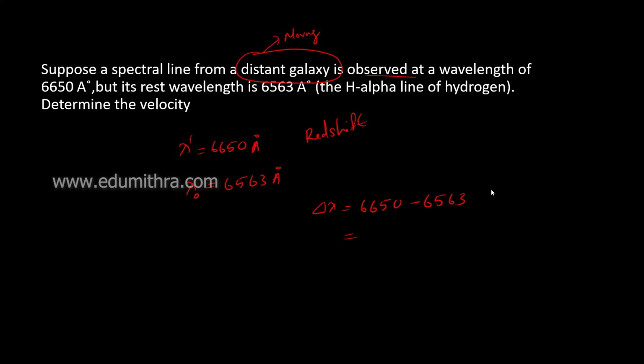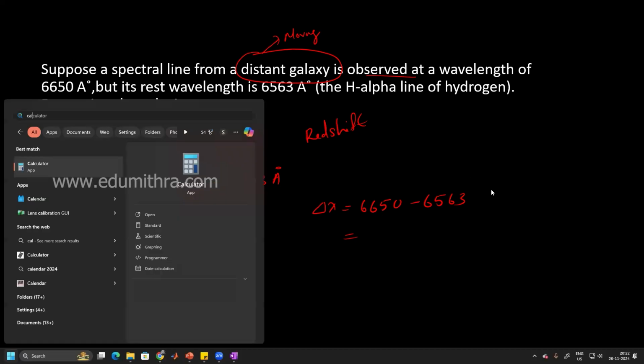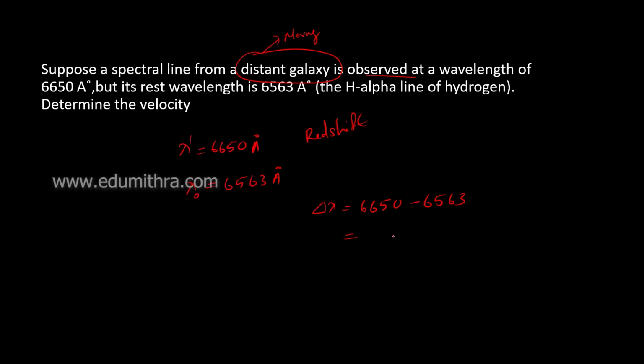Can someone calculate it? Or should I have to? 87. Okay, thank you. I hope it is correct. So 87 angstrom we got. Okay, so that is the delta lambda. Now what we have to do? We want to find Z. What is Z? That is delta lambda by lambda 0.